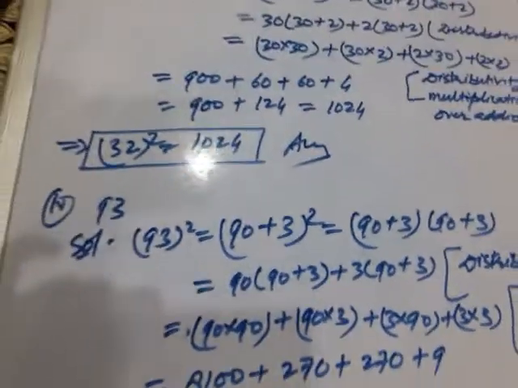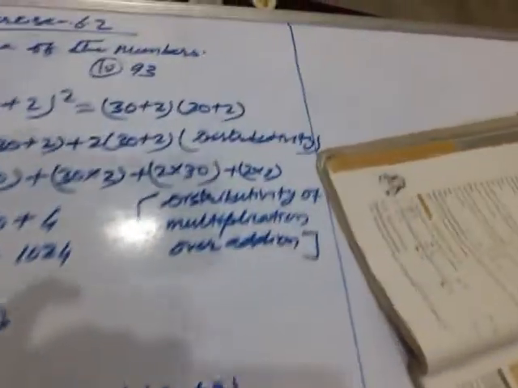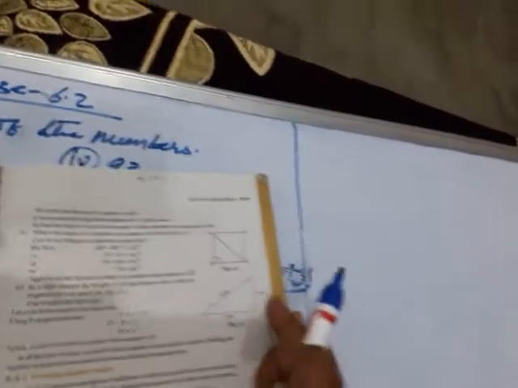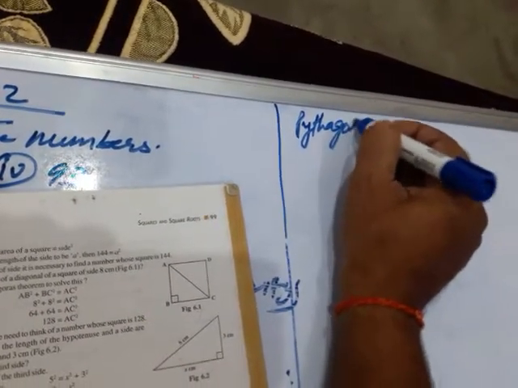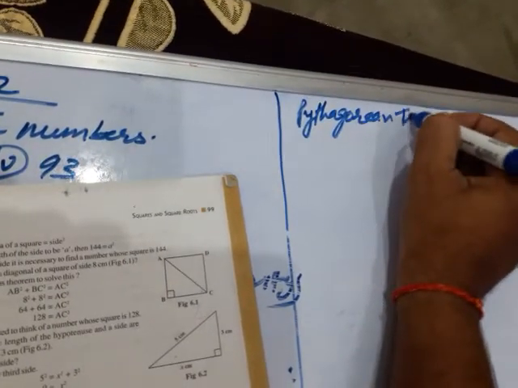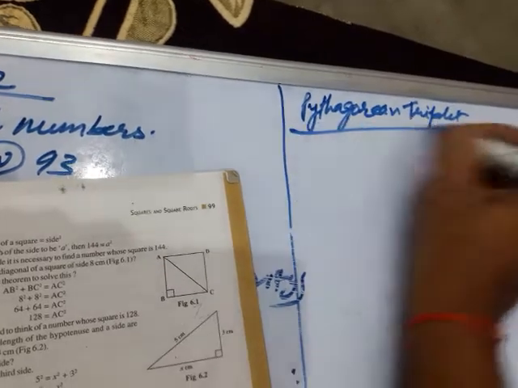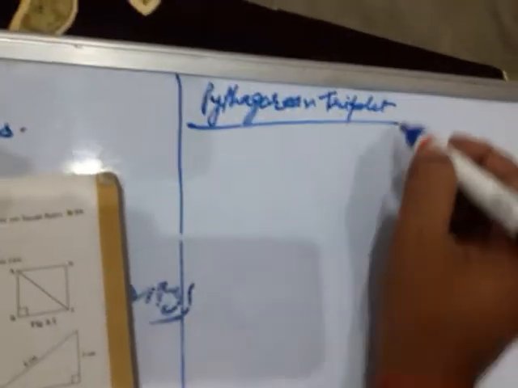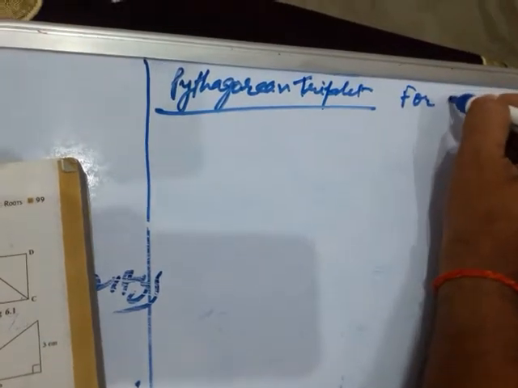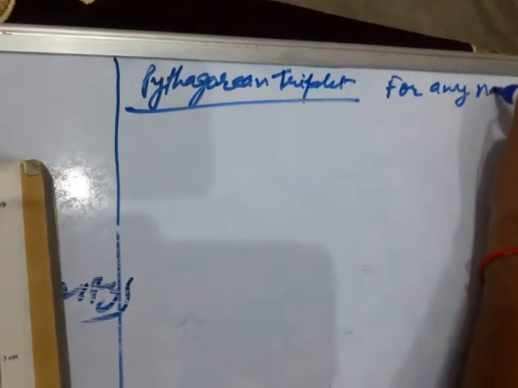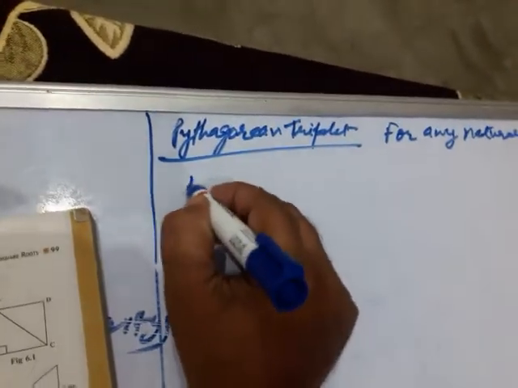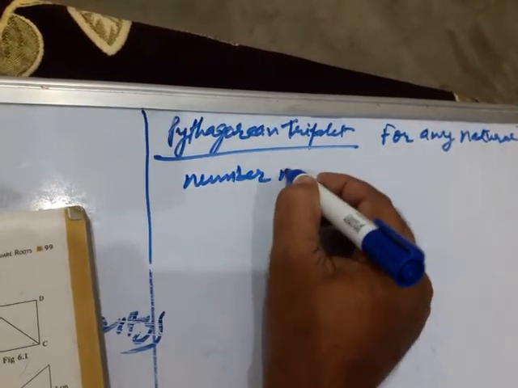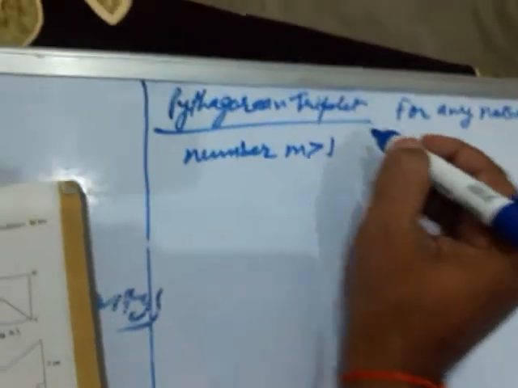Okay children, the next question is related to Pythagorean triplets. Let us once again define the Pythagorean triplet, then move to the next question. What is a Pythagorean triplet? Clear? Let us define it. For any natural number m greater than 1, what do we have?